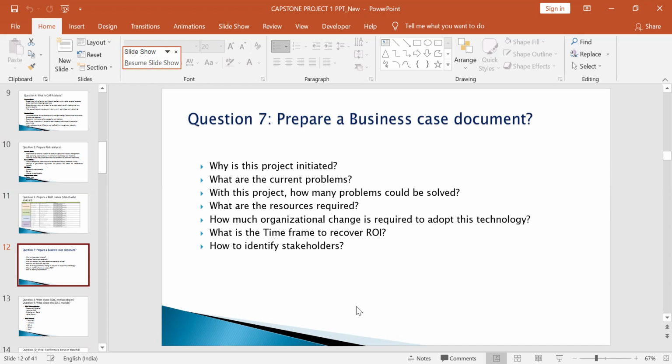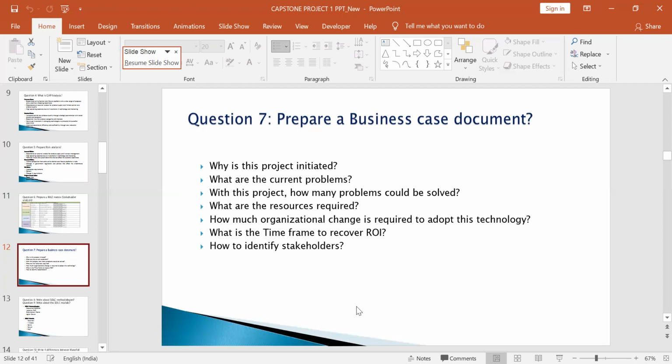But what are the resources required? We have team members, around 14 to 15 members. You check how many resources are required, and how much organizational change is required to adopt this technology. For example, the organization's technology will be changed. Every organization will change. And then what is the time frame to recover the ROI?